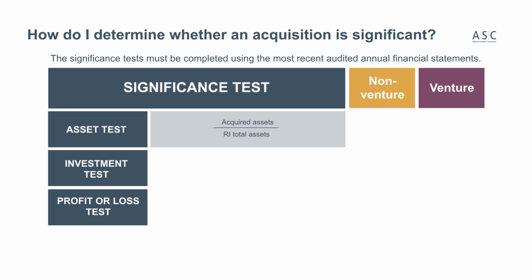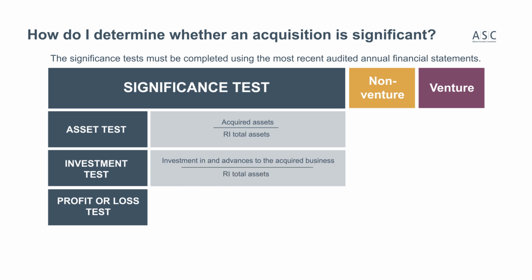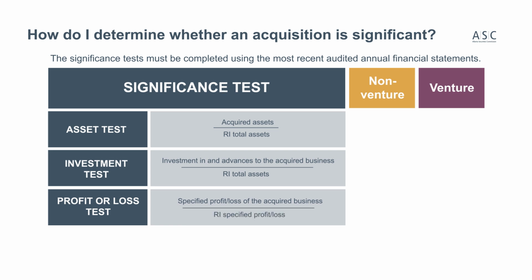The investment test considers the issuer's investment in and advances to the business or related business in relation to their total assets, excluding any prior investments in and advances to the business. And the profit or loss test looks at the specified profit or loss of the business being acquired in comparison to the specified profit or loss of the issuer. For clarity, specified profit or loss is defined as the profit or loss from continuing operations attributable to owners of the parent, adjusted to exclude income taxes.